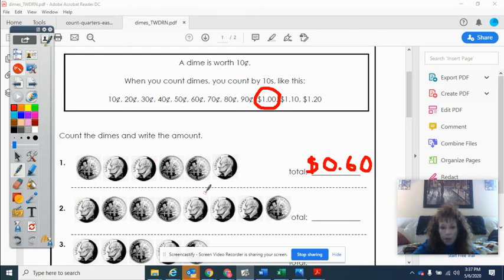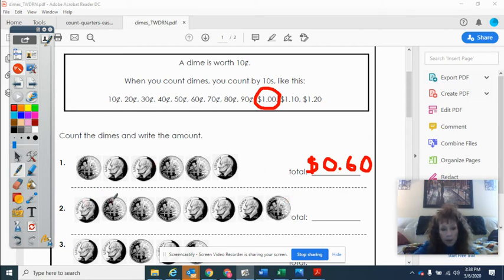Okay, let's count this next one. And remember, when we get to 10 dimes, that makes $1. So instead of saying 100, we'll say $1. So this is 10 cents, 20 cents, 30, 40, 50 cents, 60, 70, 80 cents. Let's count it again just to be sure.